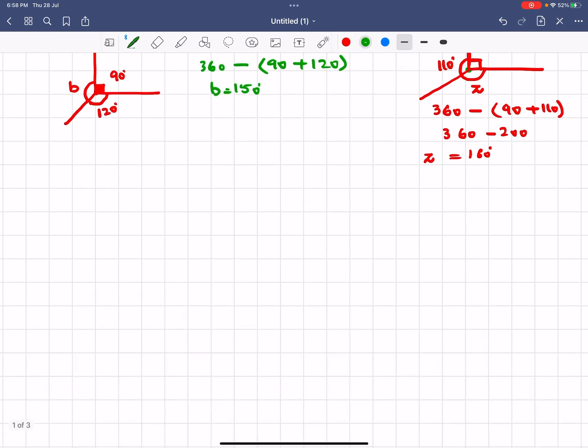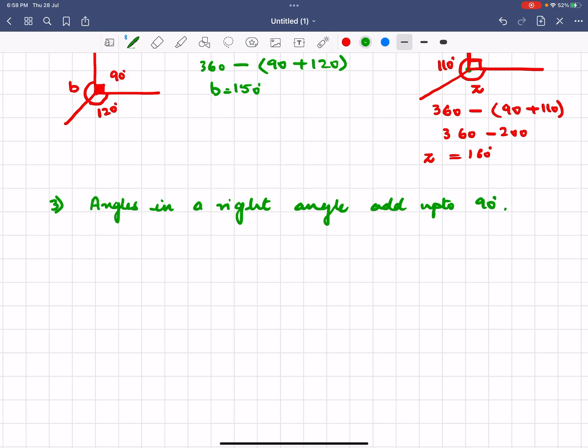The third one is angles in a right angle add up to 90 degrees. So angles in a right angle add up to 90 degrees. We just saw this in the last question.